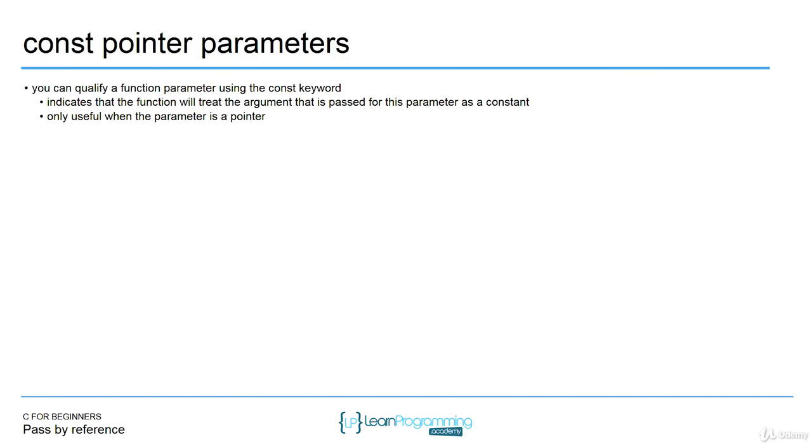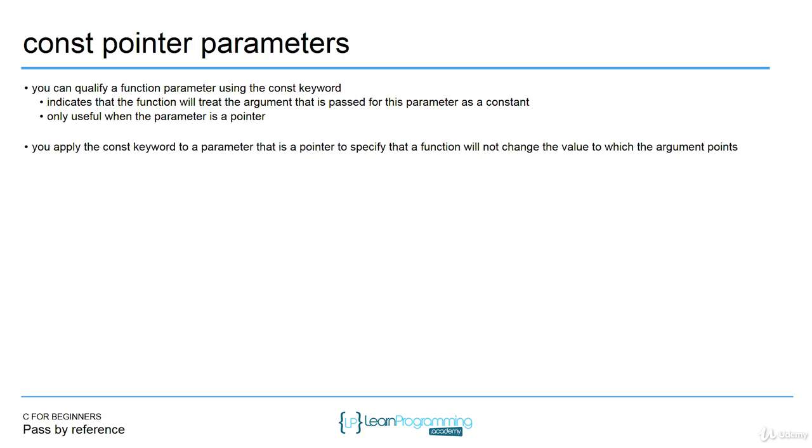Now, you can also qualify a function parameter using the constant keyword. This indicates that the function will treat the argument that is passed in for this parameter as a constant. It's only useful when the parameter is a pointer, right? Because if you're passing by value and you're not passing in pointers, it doesn't matter because if you change it, it's not going to affect the change outside the function. So why would you make it a constant? Who cares if you change it? The only reason you make a pointer a constant is because you don't want values outside the function changing. And so you can apply the constant keyword to a parameter that is a pointer to specify that the function will not change the value to which the argument points.